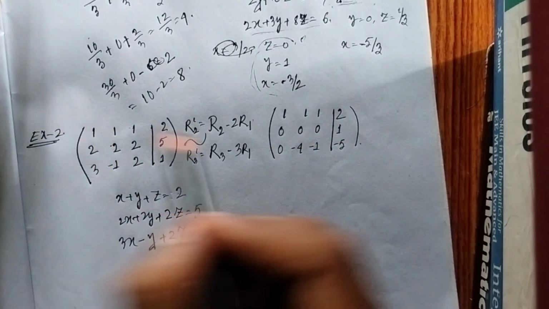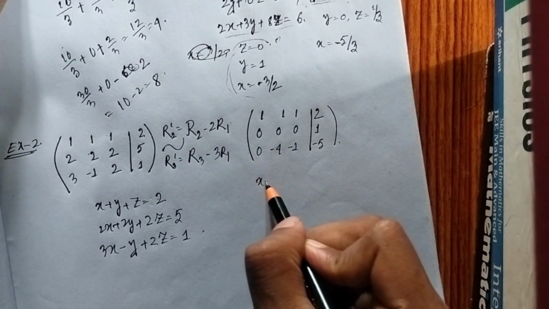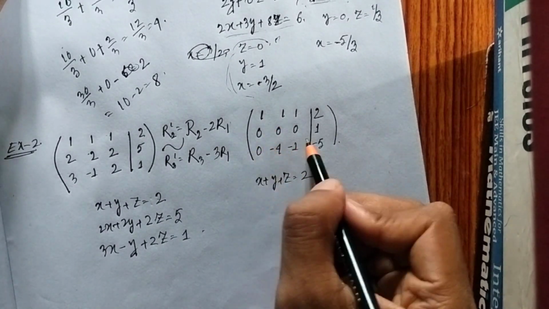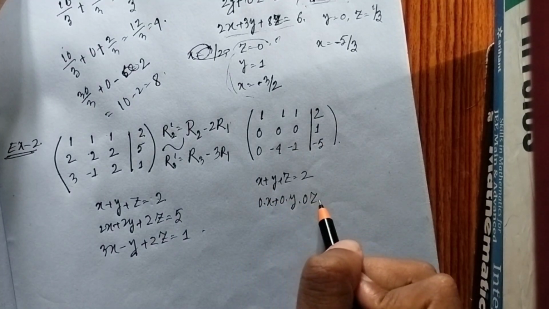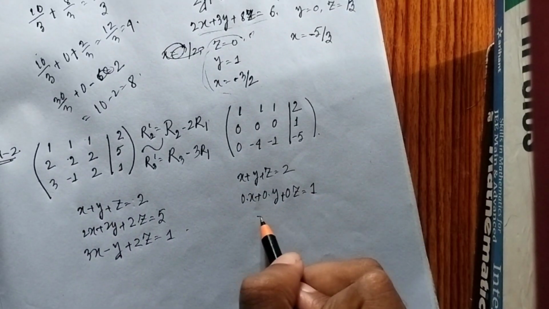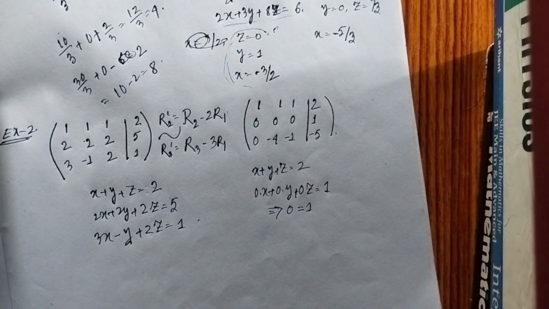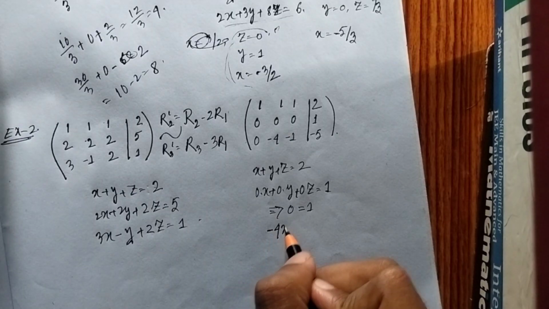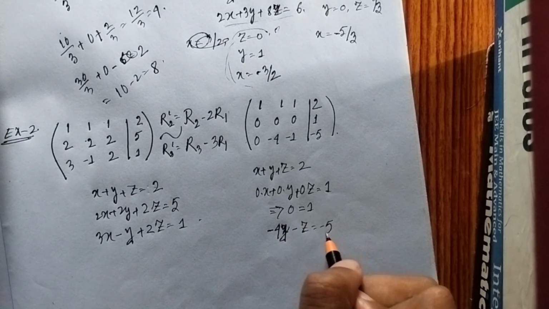And this is an interesting thing, because from the first one we have the relation x plus y plus z equal to 2, and from the second one we have the relation that 0 equal to 1, which is not possible. From the third one we don't even have to look, y minus z equal to minus 5, so this is not possible.